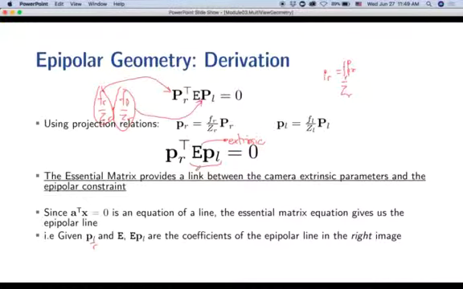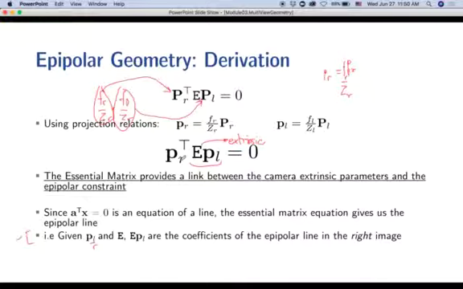Okay. So this statement I just need to correct because I've written PL twice. That's not correct. If you give me PL, then PR transpose E are the coefficients of the line in the other image, in the right image. If you give me PR, then E PL are the coefficients of the line in the second image, because A transpose X is an equation of a line.